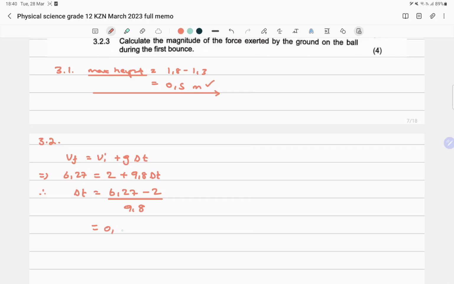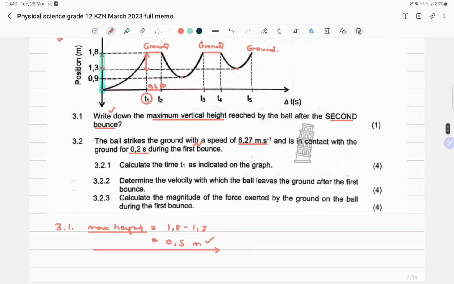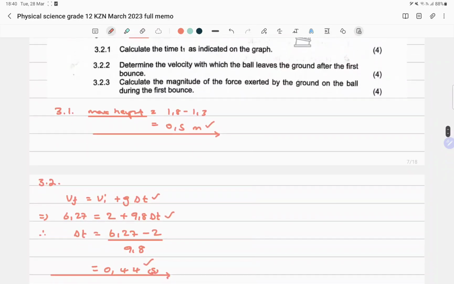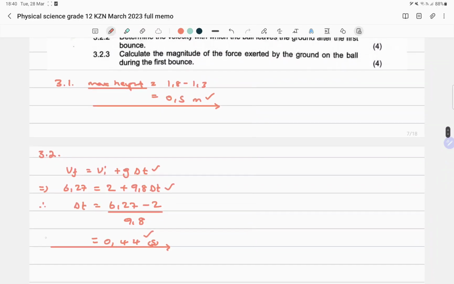I'm getting 0,44 seconds. Remember, we're told a minimum of 2 decimal places, so we can round off to 2. You can leave out more. It's up to you. So here we're getting a mark for the formula, correct substitution, and the answer. But now they were giving 4 marks here. A thing that does not make sense. Maybe we can say therefore T1.